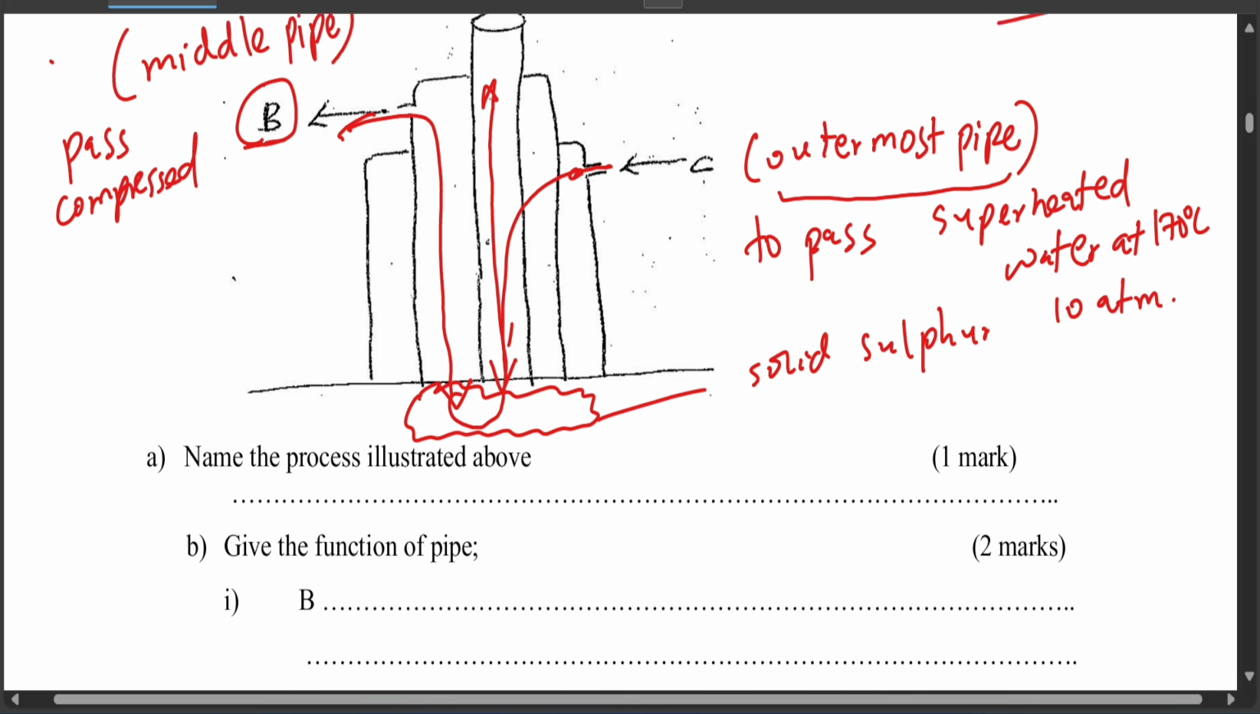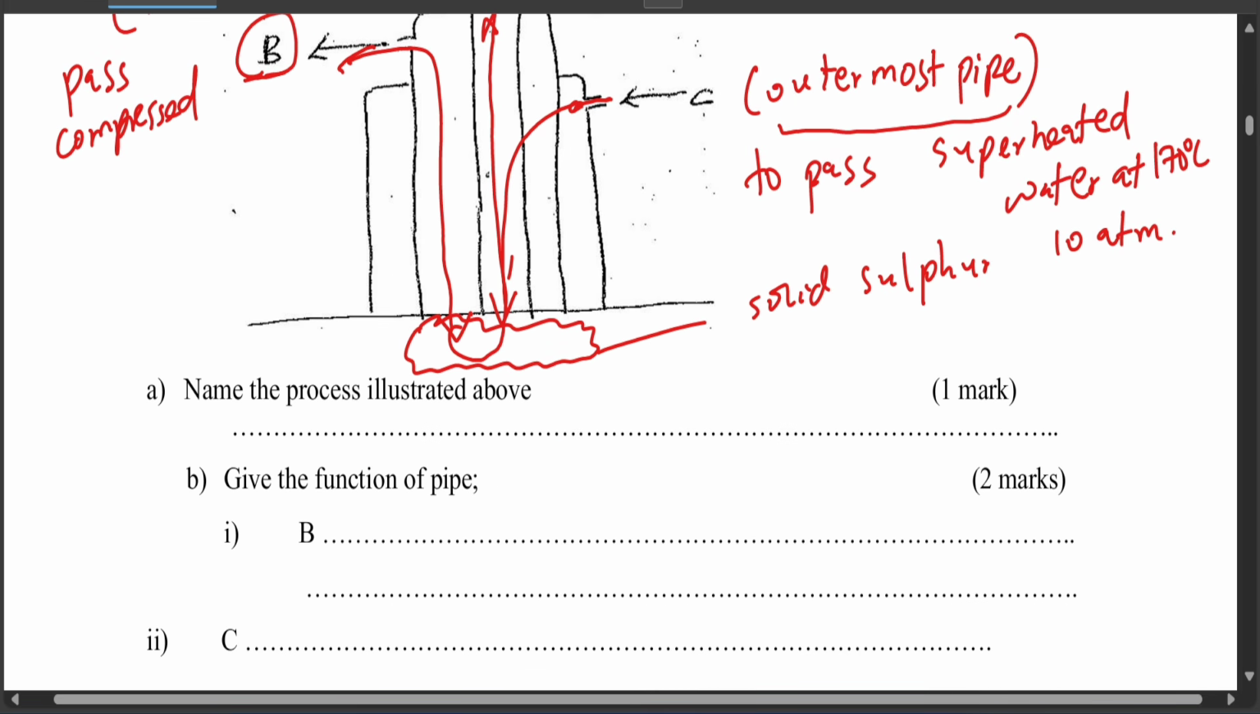So hopefully you've understood that. Now question A: name the process illustrated above. We call this process the Frasch process.